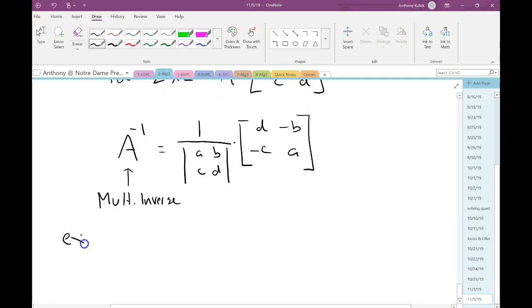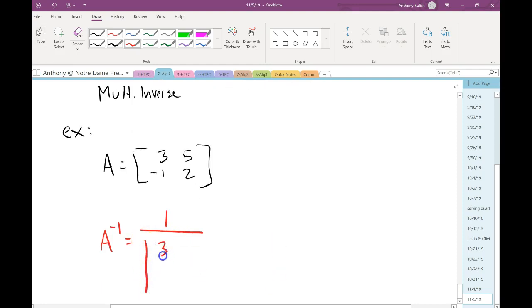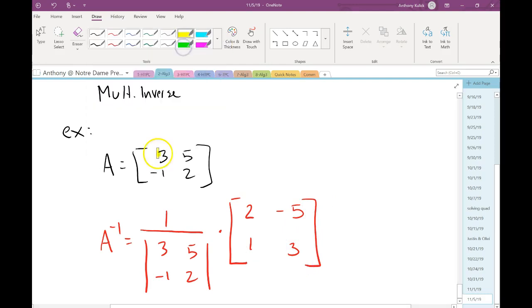So let's look at a quick numeric example. So here's my matrix A. A inverse is going to be 1 over the determinant of 3, 5, negative 1, 2, times the matrix 2, negative 5, positive 1, 3. All right, notice that I switched the locations for A and D, and that I made the negation of B and C. Right? Okay.